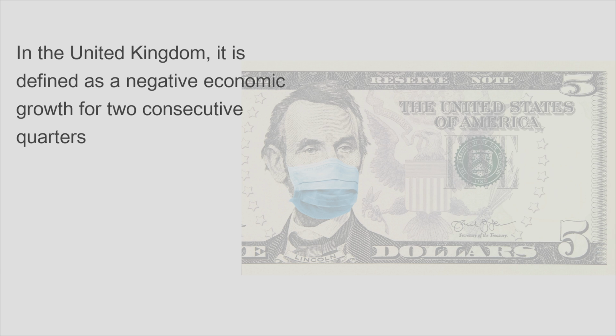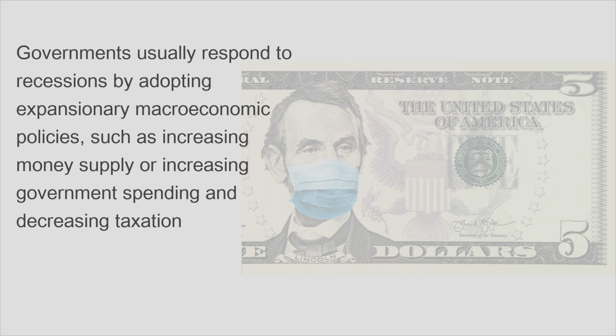In the United Kingdom, it is defined as negative economic growth for 2 consecutive quarters. Governments usually respond to recessions by adopting expansionary macroeconomic policies, such as increasing money supply or increasing government spending and decreasing taxation.